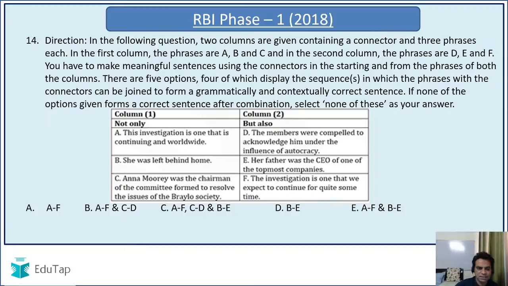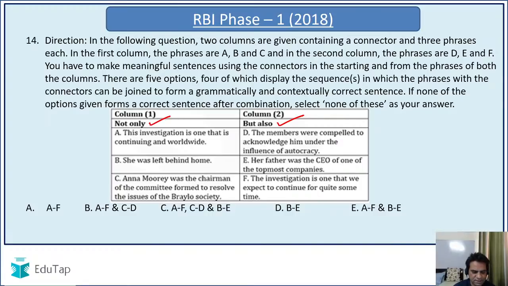So let's look at it, guys. He has given 2 starters, guys: not only and but also. And he has given you 2 columns and you have to read. Can you connect any sentence from column A with column B? Right, guys? So give it a try, guys.